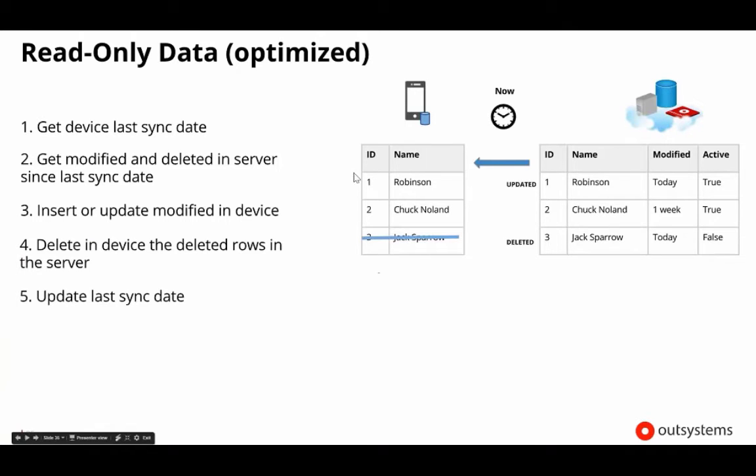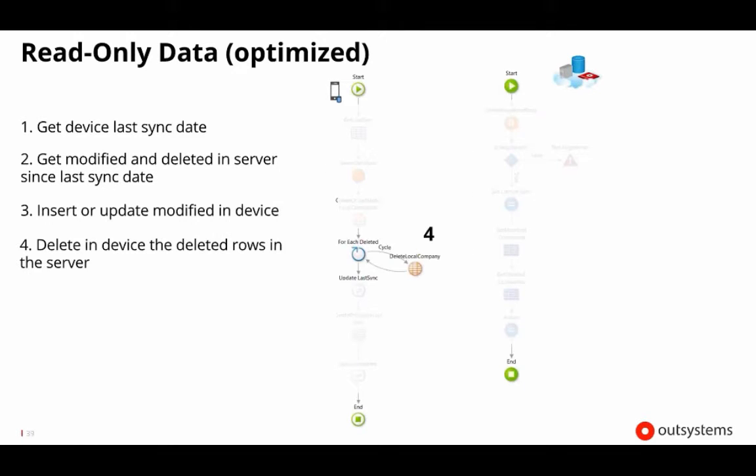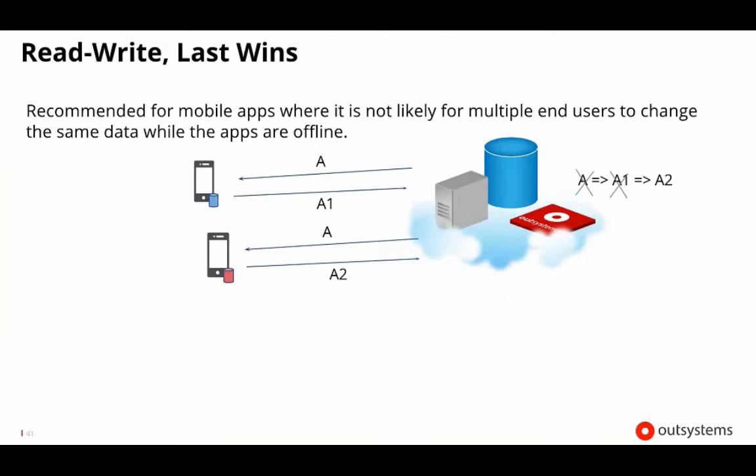What happens now if we run the same process again and we follow these 5 steps? We will see that no data will be synced because everything is already synced. So this will be optimized. If we were in the previous case, we would delete everything and recreate the table again. Again, we have here the code, so you can see exactly in the flows where we are doing each part of the process. And let's jump now to the read-write last win.